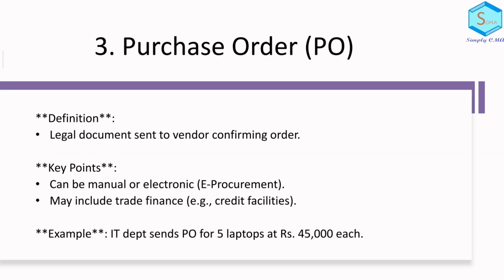Then next step is purchase order. After evaluating RFQs, the next step is issuing the purchase order to the selected supplier to whom that purchase order has to be given. It is a legally binding document that details what is being purchased, in what quantity, at what price, and when it should be delivered.